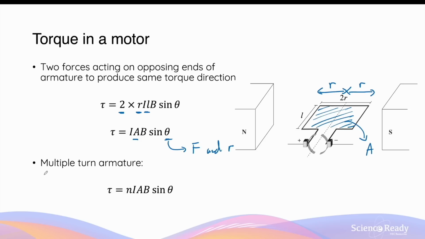Now, in most cases, when you have a motor that has multiple turns of coil in the armature, each turn of coil will produce its own individual force, which will contribute to the overall torque of the motor. So the more correct and accurate equation for torque is actually N I A B sine theta. N here is the number of turns.